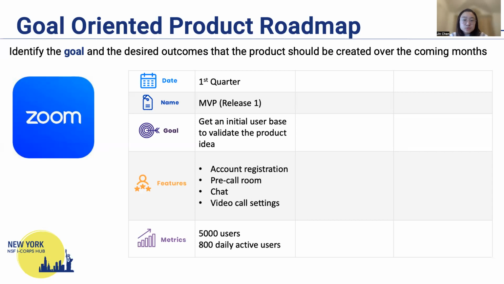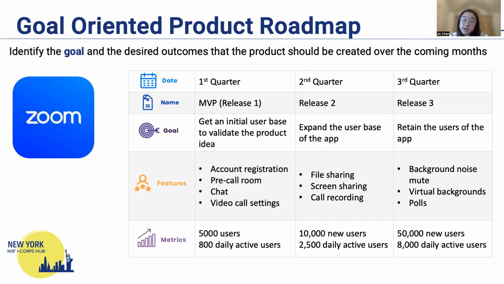So let's use Zoom as an example, where in the initial phase, the objective may be defined as getting the initial user base to validate the product idea by the end of the first quarter. And it will contain features like account registration, chat, and video calls. The expected outcome is to reach a total of 5,000 users by the end of the first quarter, with 800 daily active users. And similarly, you can outline the goal, metrics, and features for the future release timeline.